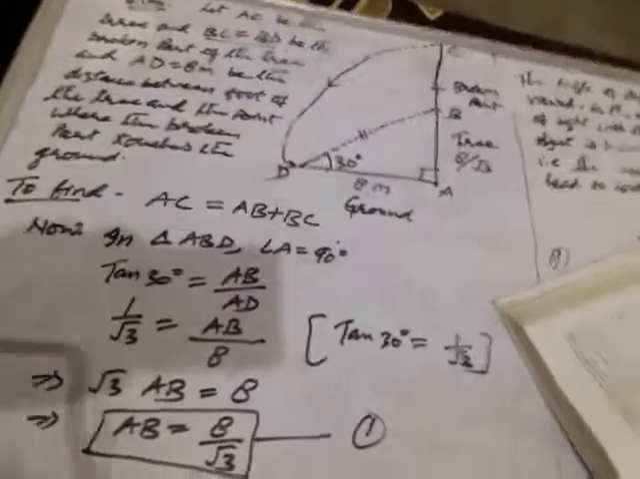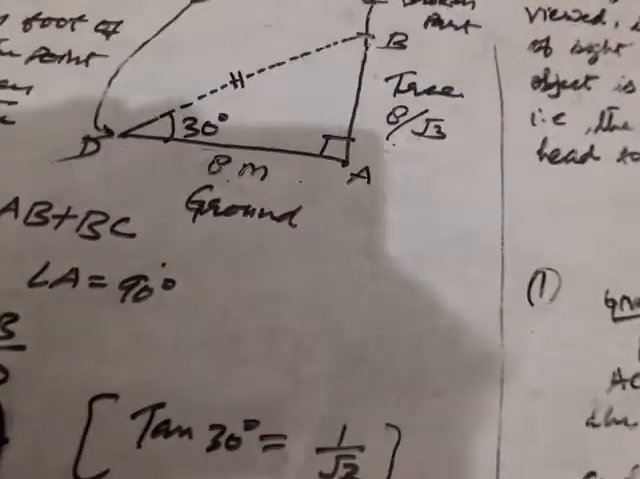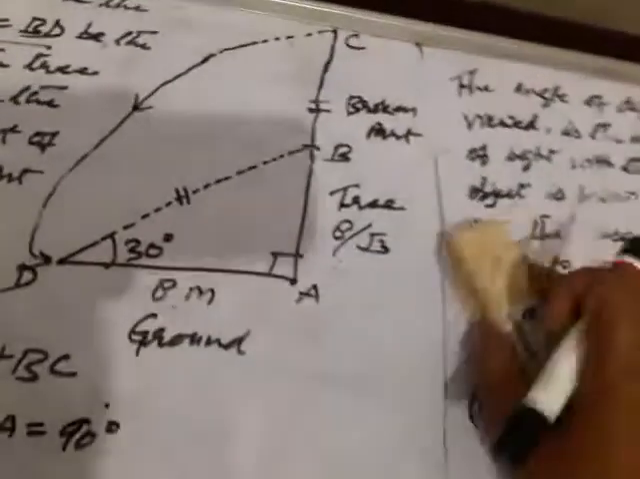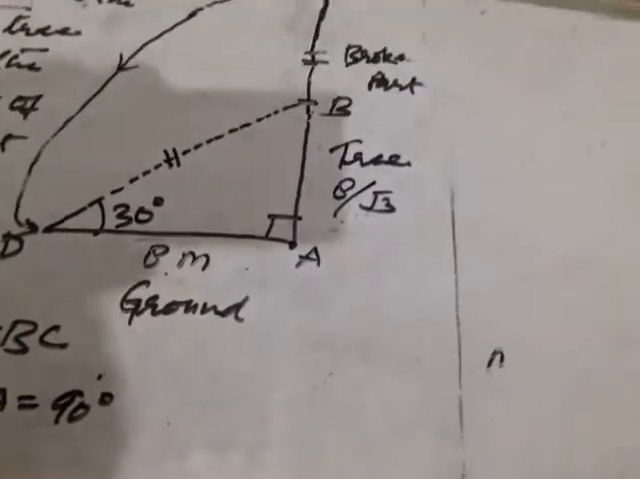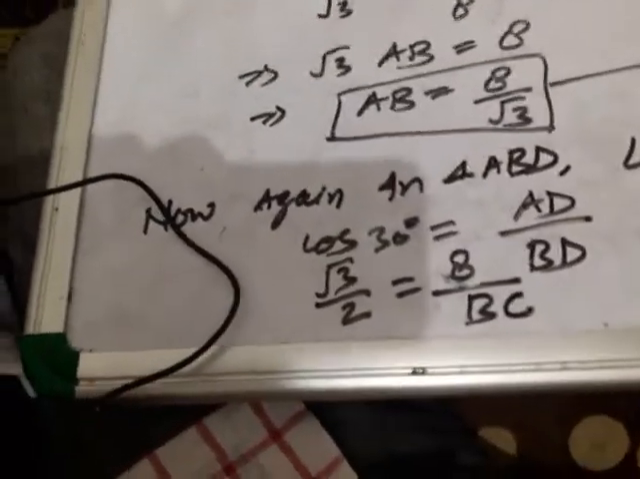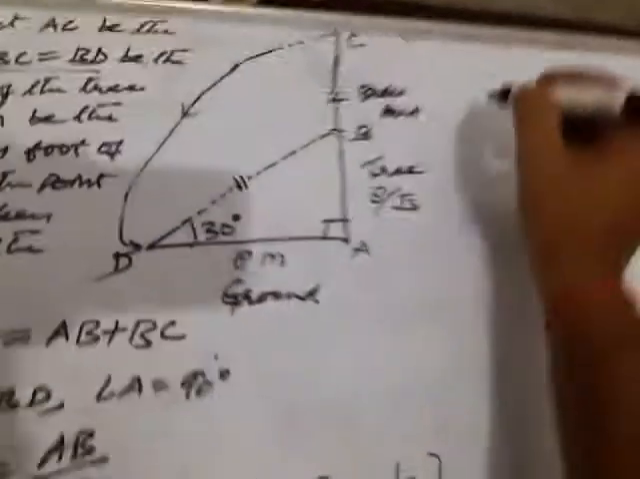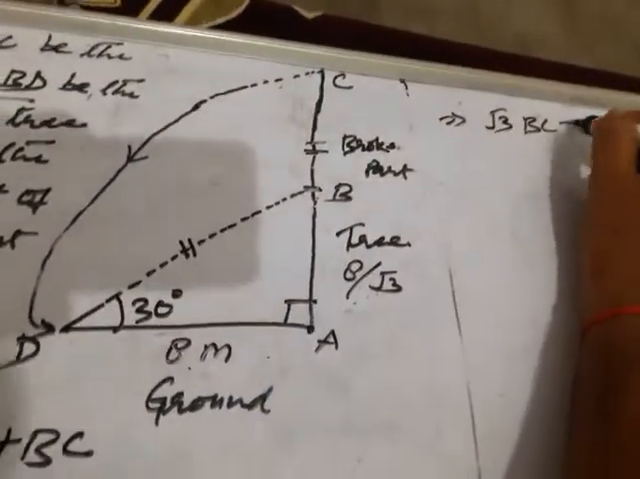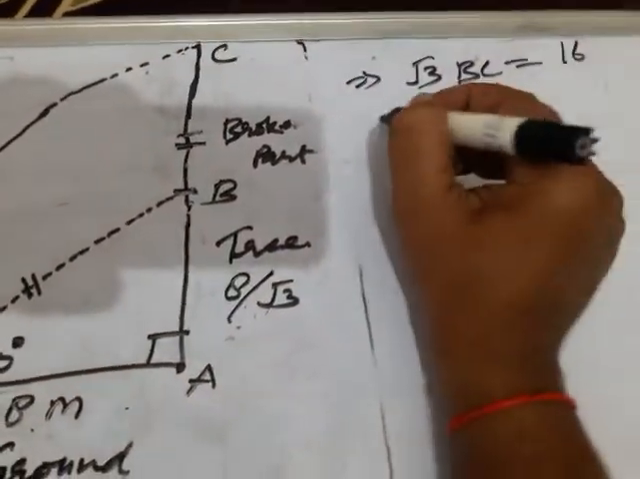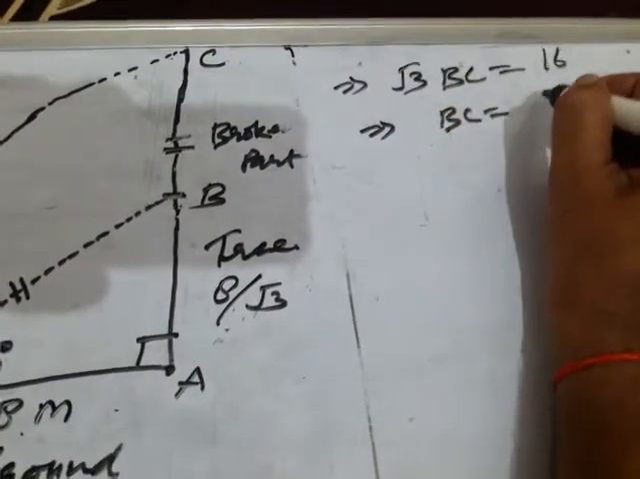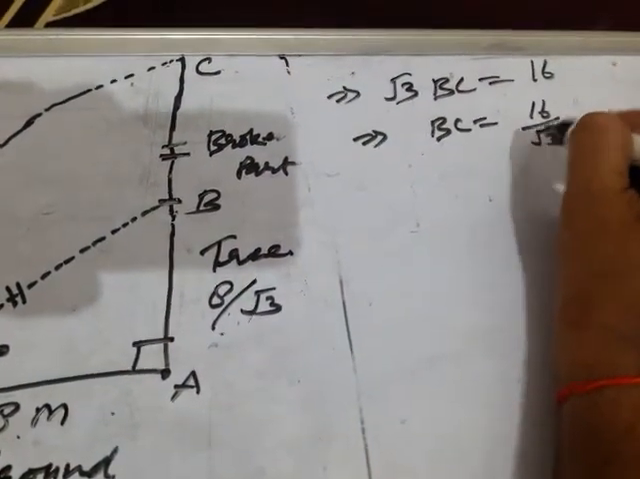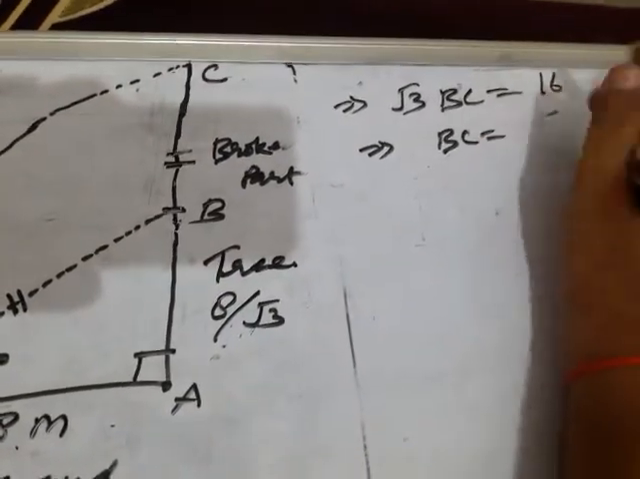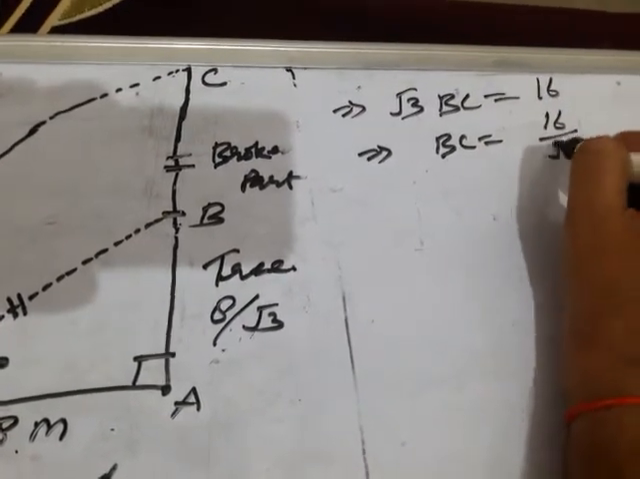Now let us move to the next part of the board. See, children, by cross multiplication, root 3 BC equal to 8 into 2, that is 16. This implies that BC equal to 16 upon root 3. Okay, children. What is BC? BC equal to 16 upon root 3.